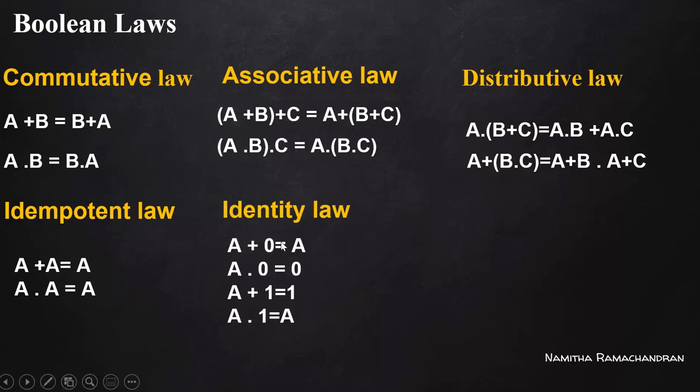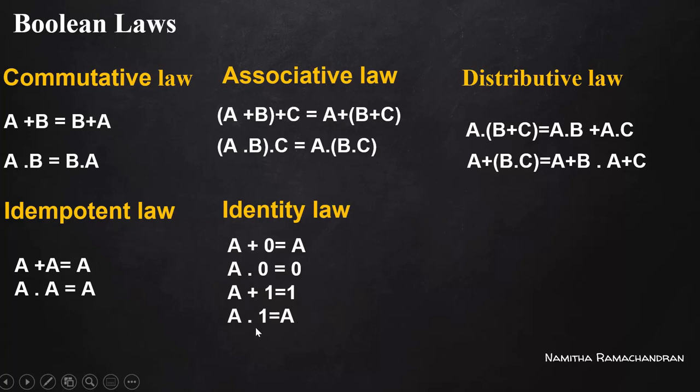Next is the identity law. That means here in case of OR operation, A or 0 is A. So this 0 acts as identity. While performing OR operation with 0, it generates A itself. And A and 0 is 0. AND operation with 0 is 0 only. And here A or 1 is 1. And A and 1 is A.